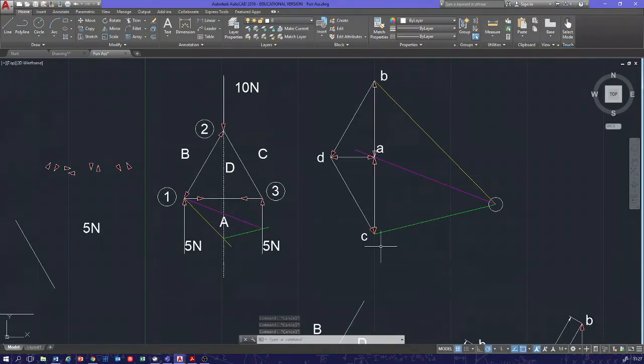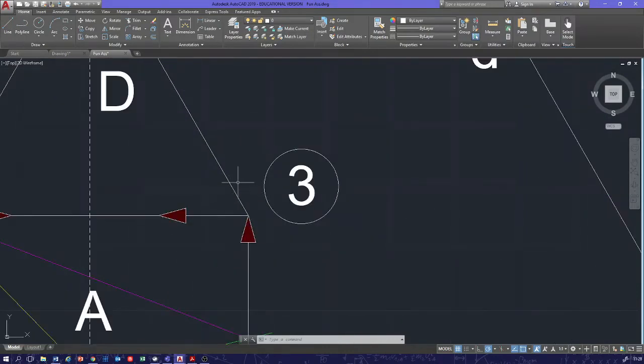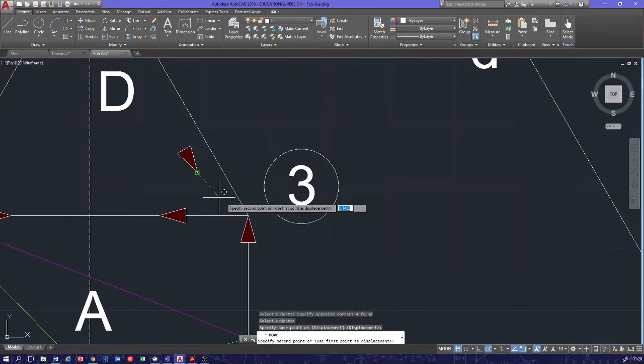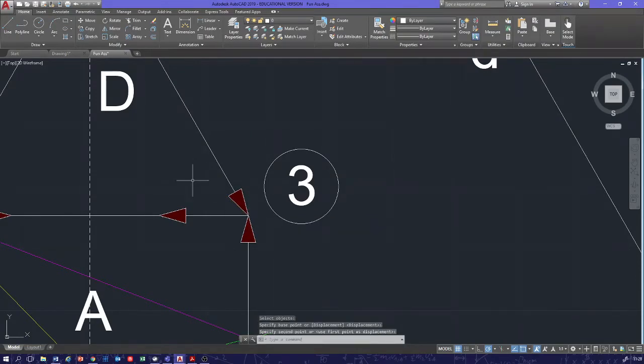Once again, the only thing we're left with is D to C, and D to C goes from there to there. So we can take that arrow and place it around the joint. Let's do that. Let's place that arrow around the joint.